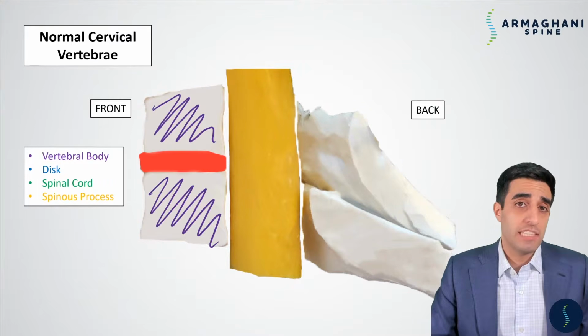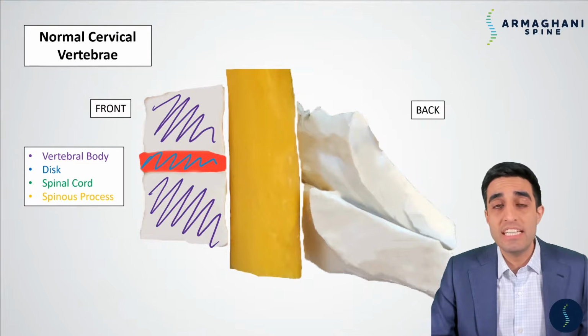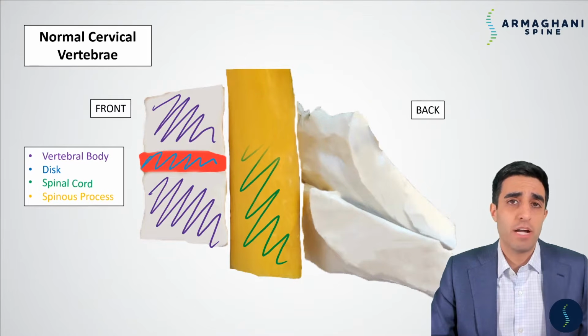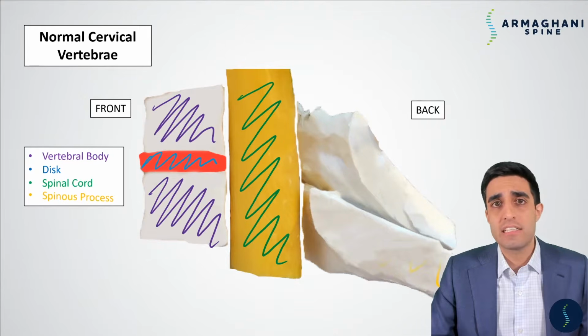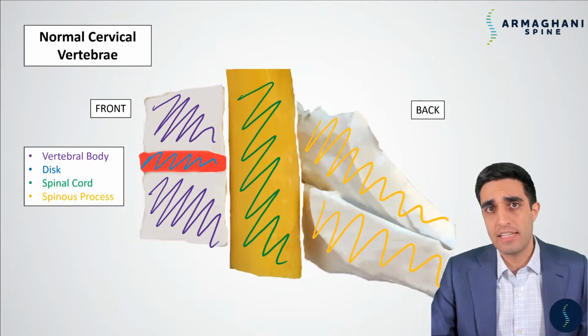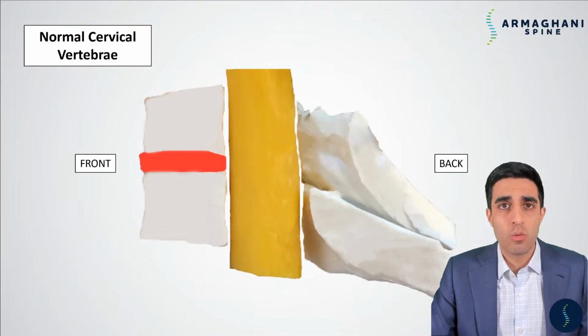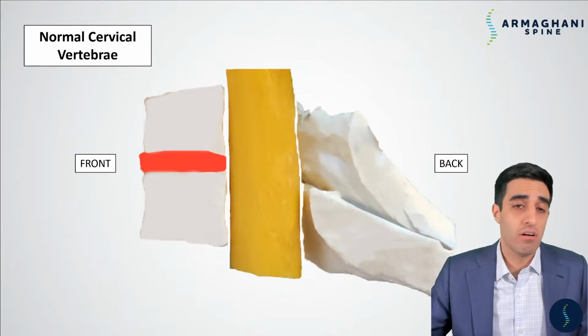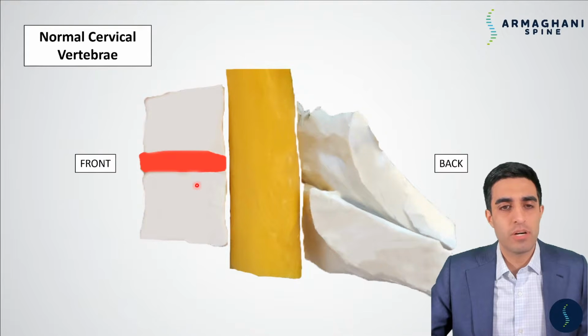The vertebral bodies are highlighted in purple, and as you remember, there is a disc in between each vertebra, and that's what we're seeing here highlighted in blue. The spinal cord is in green, and lastly, the spinous processes are highlighted here in yellow. This is what the normal cervical vertebrae look like without any degeneration at all. You'll have vertebrae right on top of each other with a disc in between, and no compression of the spinal cord at all.